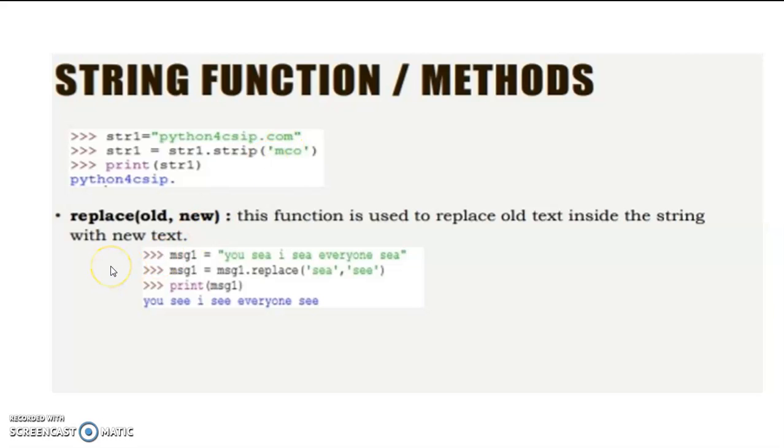The next function is replace, old comma new. This function is used to replace old text inside the string with new text. Just to replace the given text with the new text.